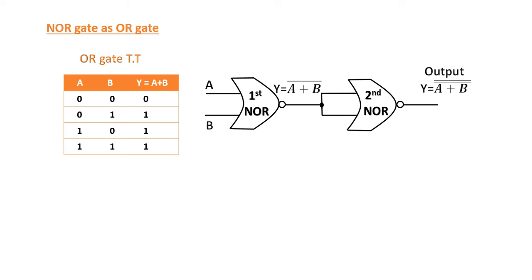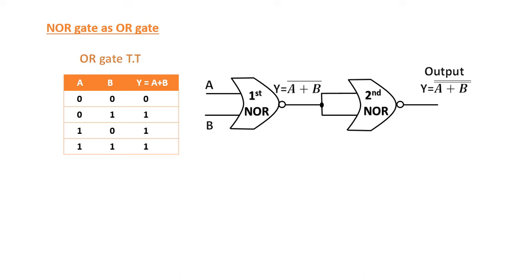The input for my second NOR gate is the output of the first NOR gate, that is Y is equal to (A plus B) complement. And also this second NOR gate is representing a NOT gate here. So the output of the second NOR gate will be equal to the complement of the input. So the output is Y is equal to (A plus B) double complement. This Y is equal to (A plus B) double complement represents the overall output for the combination of these two NOR gates, and this output is equivalent to the output of our OR gate.